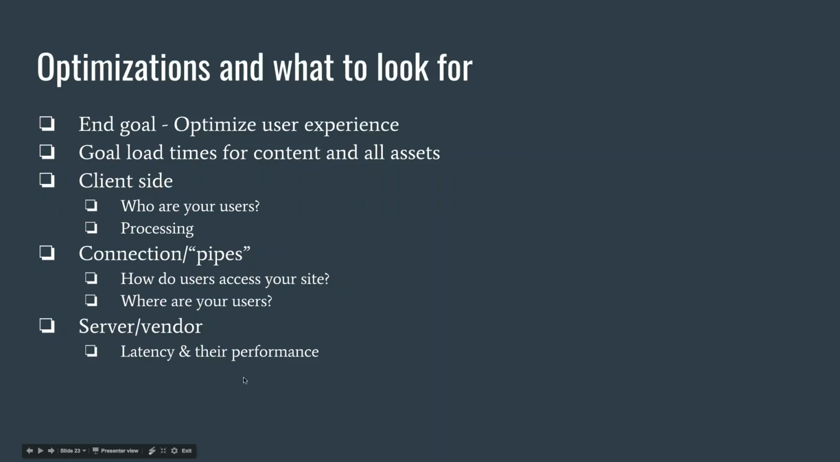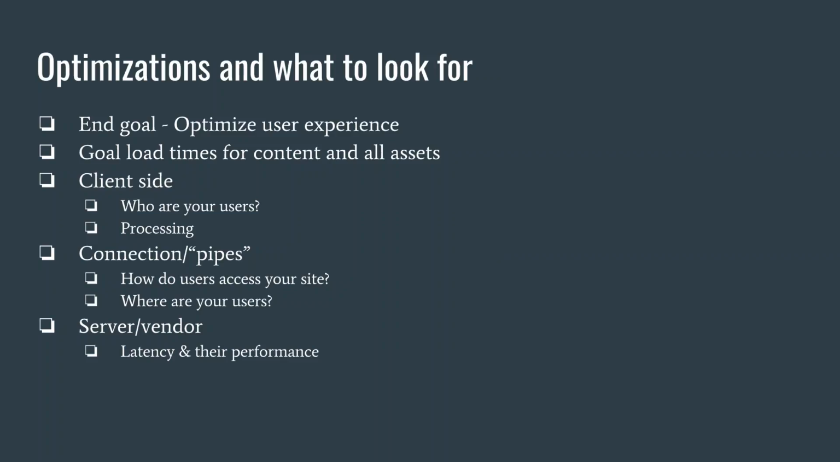So number one, on the client side, you need to ask yourself, who are my users? What types of devices are they using? If most of your users are using mobile devices, you need to consider that the processing power is going to be less than if most of your users are using MacBook Pros.